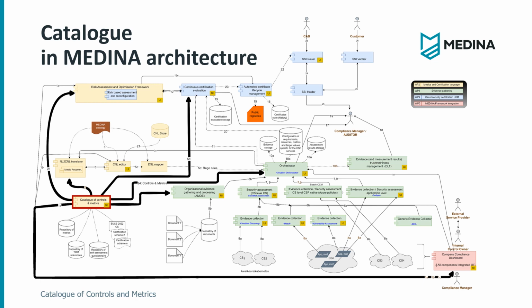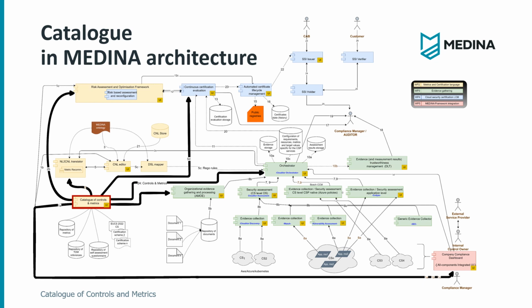For example, the Continuous Certification Evaluation tool, which retrieves the EUCS schema specification. The NL2CNL translator, that requests the metrics and maps them to the MEDINA ontology. The orchestrator and the assessment and management of organizational evidence, which retrieve the information about controls and metrics. The risk assessment tool, that receives the results of the self-assessment questionnaire.